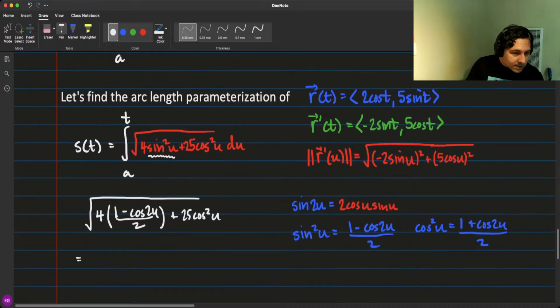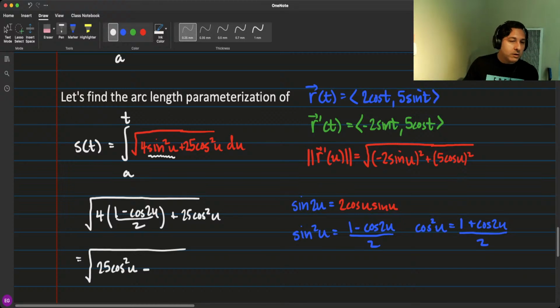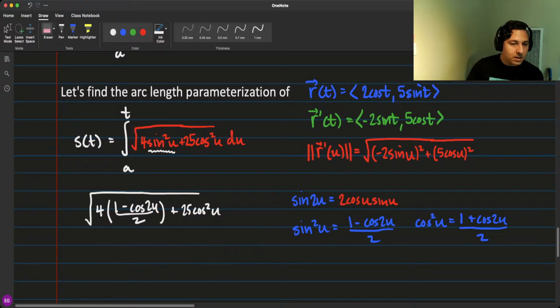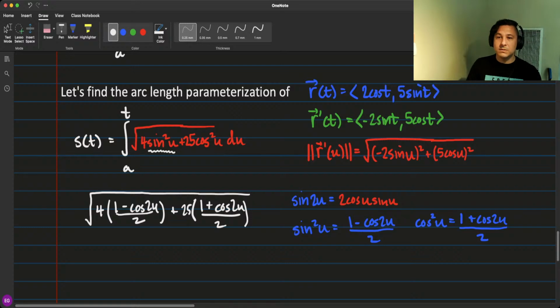Okay, so if you were to distribute this, you would get 25 cosine squared u, minus 4 over 2 is 2, cosine 2u, and then you would get plus 2. Okay, actually, let's make another replacement here. What can I replace the cosine squared u with? I could put (1 plus cosine 2u) over 2. There, I think that would allow us to put them together.